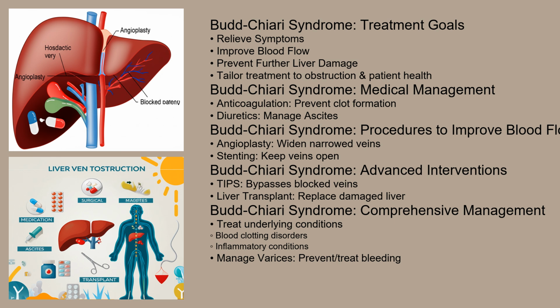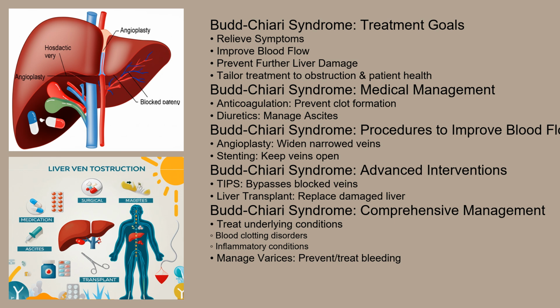Anticoagulation, or blood-thinning medications, are often the first line of treatment to prevent further blood clots from forming. Diuretics may be used to manage ascites, the fluid accumulation in the abdomen. Procedures to improve blood flow include angioplasty, where a balloon is used to widen narrowed veins, and stenting, where a small mesh tube is placed in the vein to keep it open.